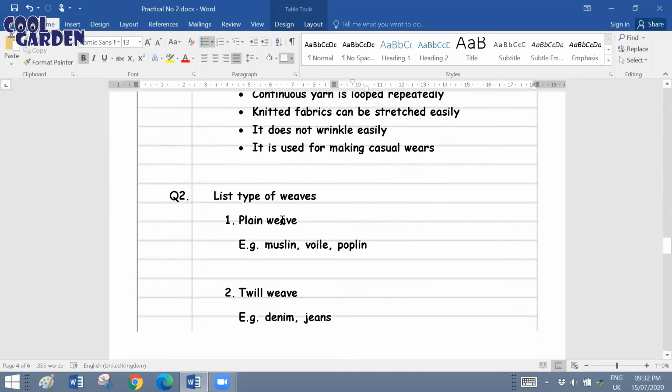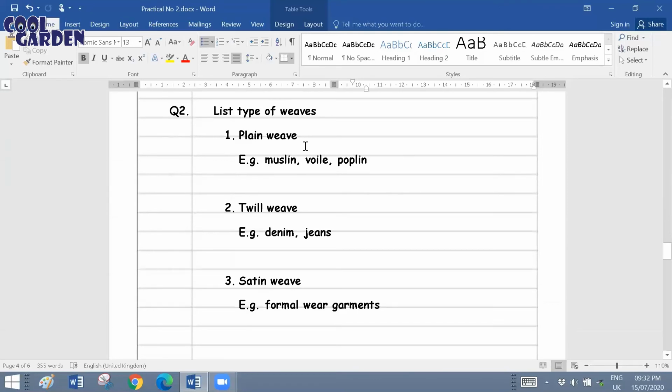Now, the second question is list types of weaves. Okay, so there are different types of weaving here. So plain weave is there, twill weave is there, satin weave is there. So basically examples have also been put up over here. So when you talk about muslin cloth, voile or poplin cloth, that basically has a plain weave. If you're talking about a denim cloth or a jeans, it will have a twill weave.